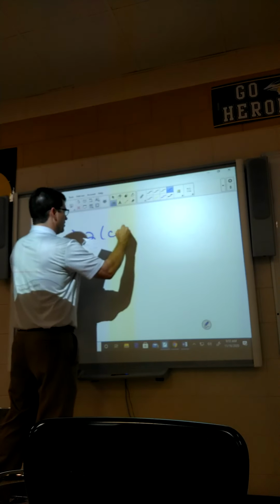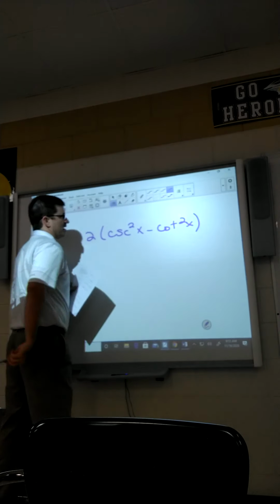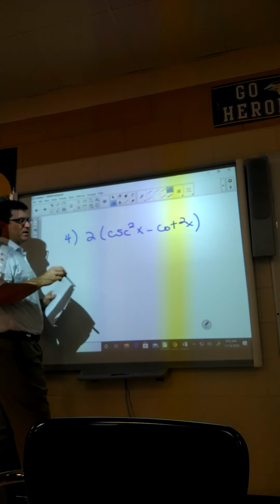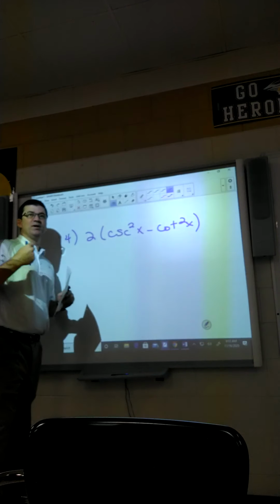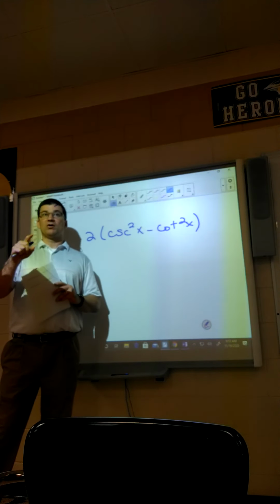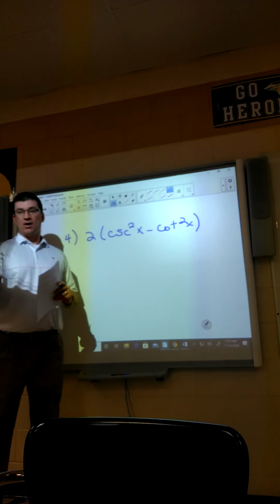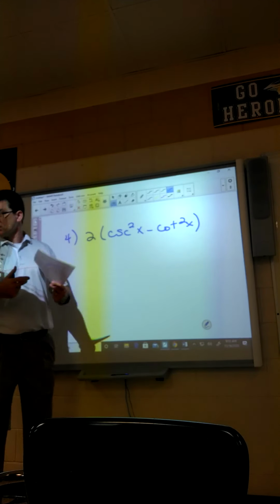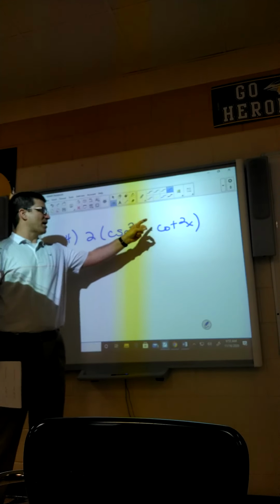2 cosecant squared x minus cotangent squared x. All right, here's the deal. I just said this a minute ago. What did I say about any time you got something squared, what do we need to do? We need to look on our formula sheets and see if we can replace it with something else. So y'all look on your formula sheets and see if y'all can find cosecant squared minus cotangent squared.